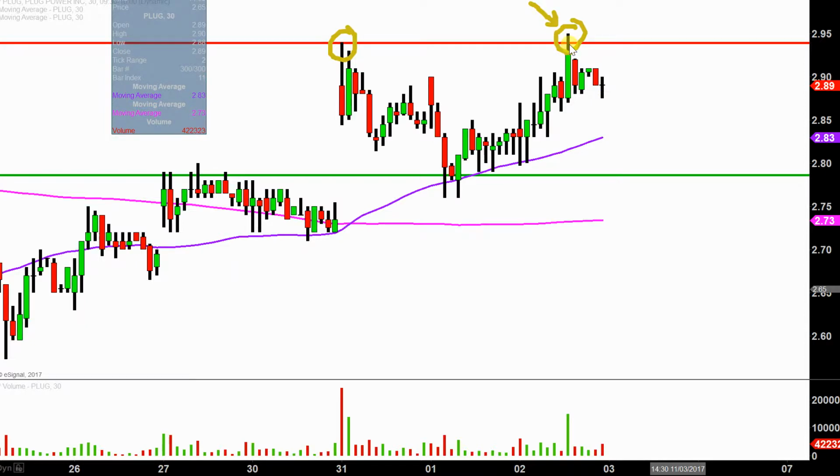So going forward, really the two key technical levels in my mind are $2.80 as support and $2.94 as resistance, and now it's kind of just a wait and see whether or not there's a breakout to the upside or a breakdown to the downside. Right now, you've got to give the advantage to the bulls because the overall chart is in an uptrend. So we'll see what happens and see how it closes out the week tomorrow.